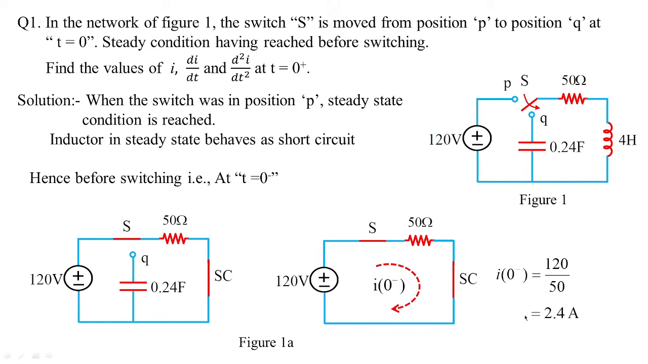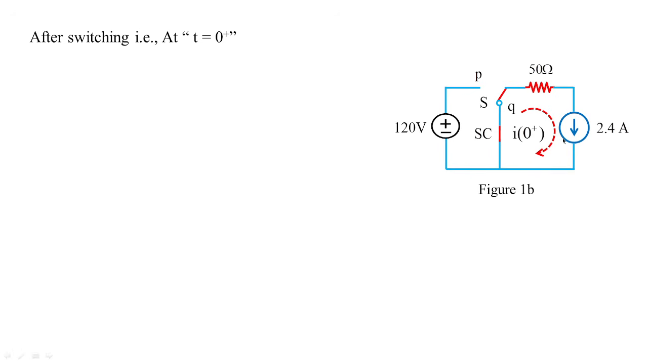Now this is the current which is stored in the inductor, and this current will not change instantaneously. Meaning, at t equal to 0 plus, immediately after switching, the inductor current will remain 2.4 amperes. So i(0 plus) is nothing but 2.4 amperes. This condition of the circuit is just after switching.